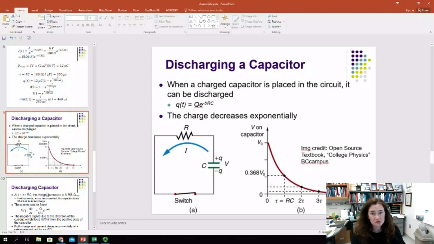Alright, so we have our current flowing counterclockwise through our resistor, and eventually our capacitor will discharge completely, and the charge on the capacitor plates will go to zero. So this charge is going to decrease exponentially. The equation for that is the charge on the capacitor plate at time t, Q of t, is equal to whatever the max charge on the plate was at t equals 0, times e to the minus t over RC. Here, t is the time, and R and C are the resistance and the capacitance, respectively.